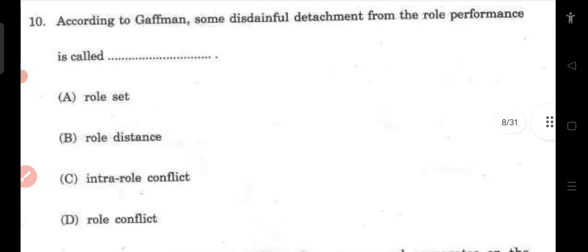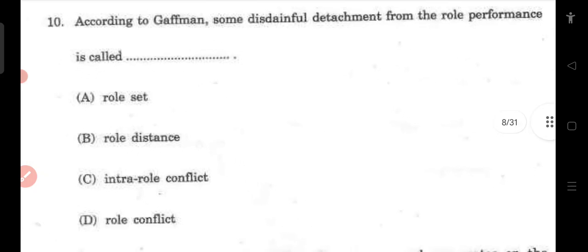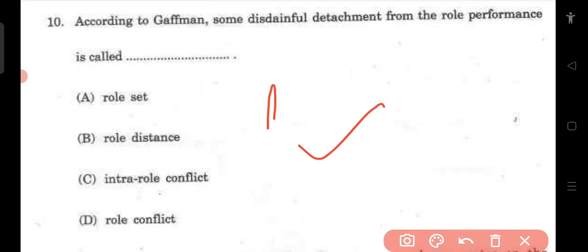Question number 10 is asking: according to Goffman, some disdainful detachment from the role performance is called role set, role distance, intra-role conflict, or role conflict. So here the answer would be role distance. He has given this concept to understand, for example, if a person who is professionally a doctor refuses or doesn't like doing the job of a doctor, or is not willing to take care of patients, then it is called role distance. Someone is running away from their role obligations.